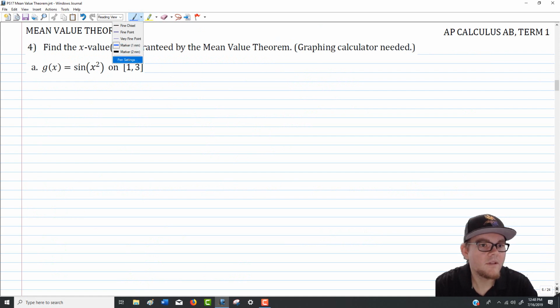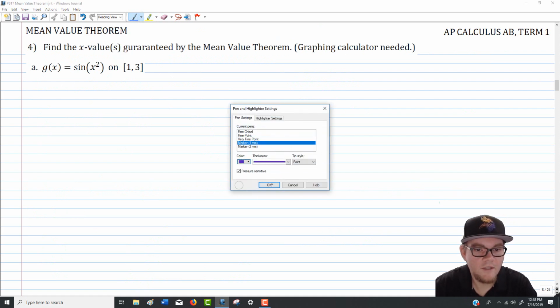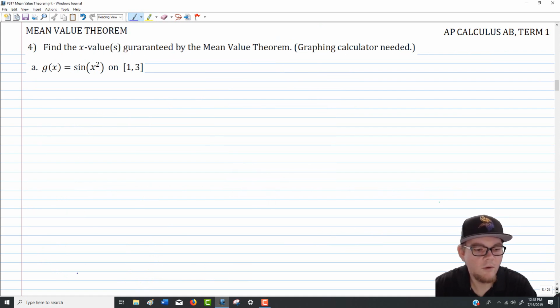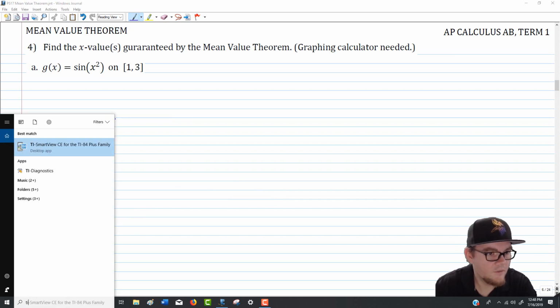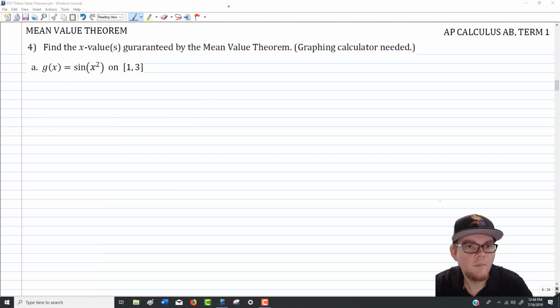Okay, next, that brings us to our first calculator-based question. I think the other ones that were on there were pretty basic. Really quickly, let's pull up the TI-Smartview. We're going to need that puppy in just a second. So in this case, in question 4a at least, we're given the function g of x equals the sine of x squared, and we're on the interval from 1 to 3.